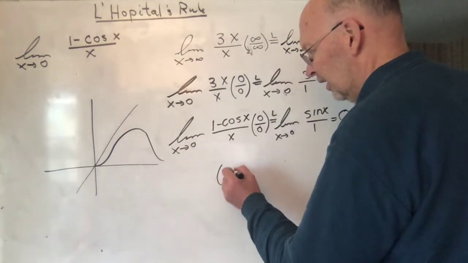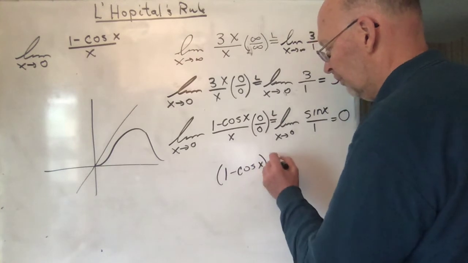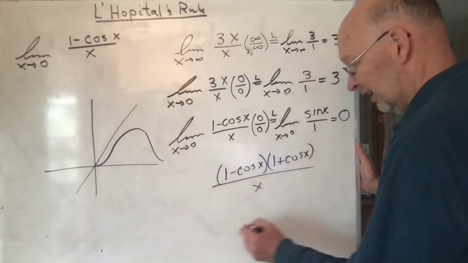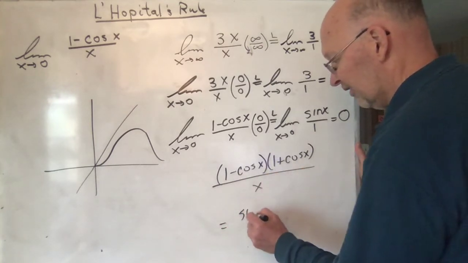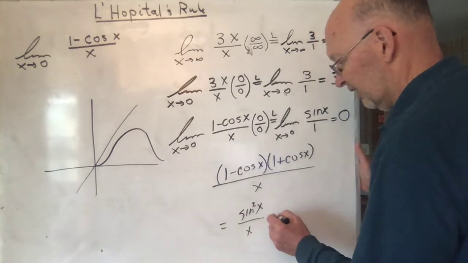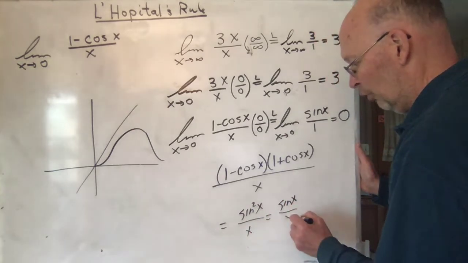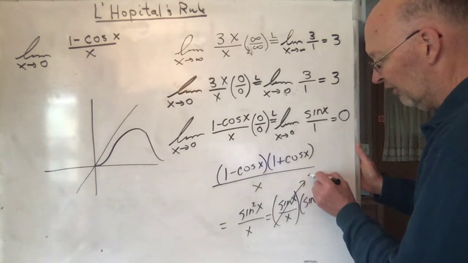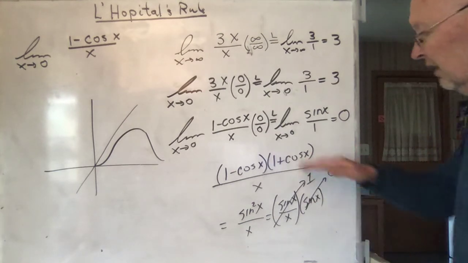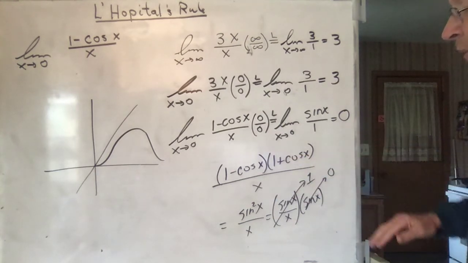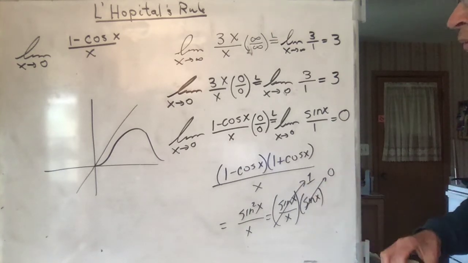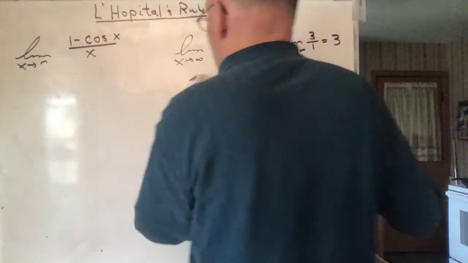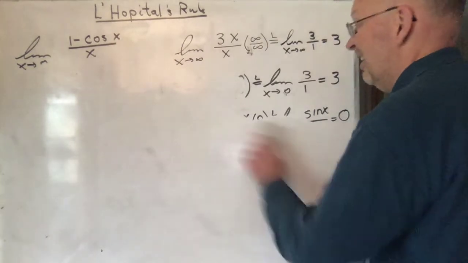We could have done this one a different way. We could have multiplied both the top and the bottom by the conjugate, and then gotten 1 minus cosine squared of x, which is sine squared of x, over x, and then written that as sine of x over x times sine of x. And then as x goes to 0, recall this goes to 1, and this goes to 0. So we could have gotten the answer without L'Hopital's rule, but the point is L'Hopital's rule gives us the right answer.